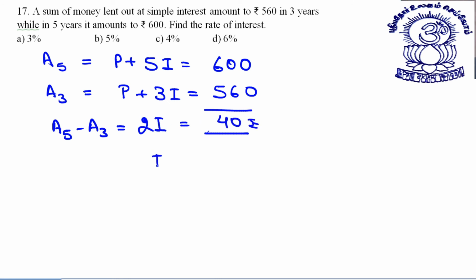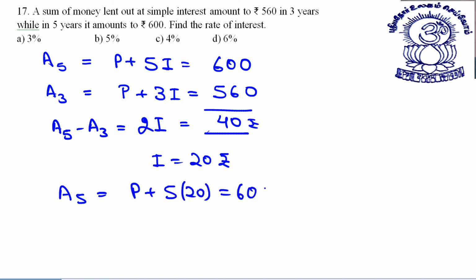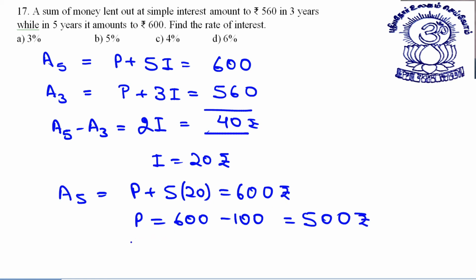Okay. So I is equal to 20 rupees. The interest is 20 rupees. Find the rate of interest. Now I need to find the rate of interest. Look, first of all, let's find the principal. We know A5 is equal to principal plus 5 times interest, that is given to us as 600. So that way interest for 5 years is 100. 600 minus 100 is equal to 500 rupees. The principal is 500 rupees.